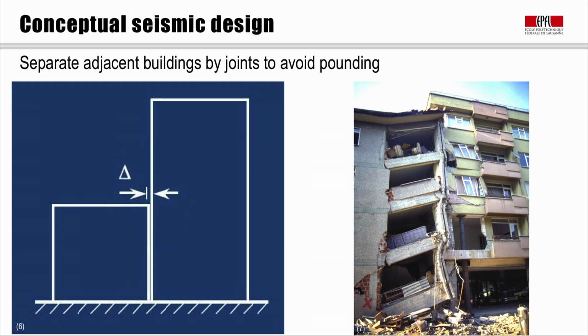This applies, of course, also if we build just two completely independent buildings next to each other. There needs to be a sufficiently large gap in between that they don't hit each other during an earthquake. Here on the right, you see a case where this rule was not respected.